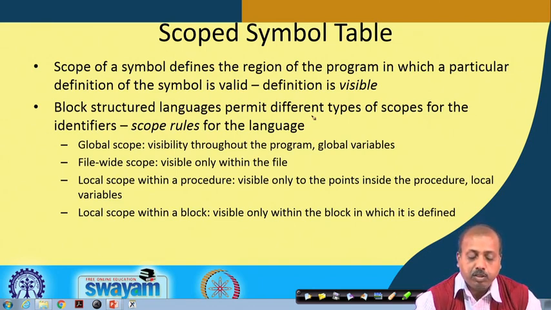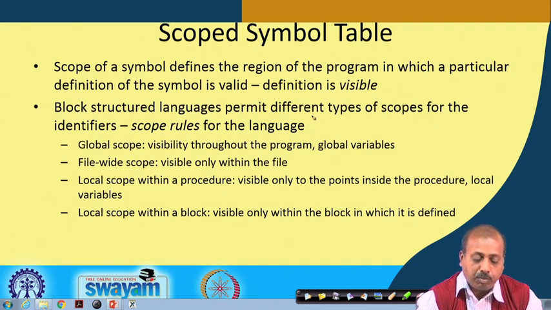Then there is file wide scope, visible only within the file. Maybe the same program is distributed over a number of files, and different people in a group are developing parts of the software and defining their own files. If I define a variable in my file, that is local to my procedures. Similarly, somebody else defines another variable in their file, so that it is visible only to procedures in that file. That is known as file wide scope.